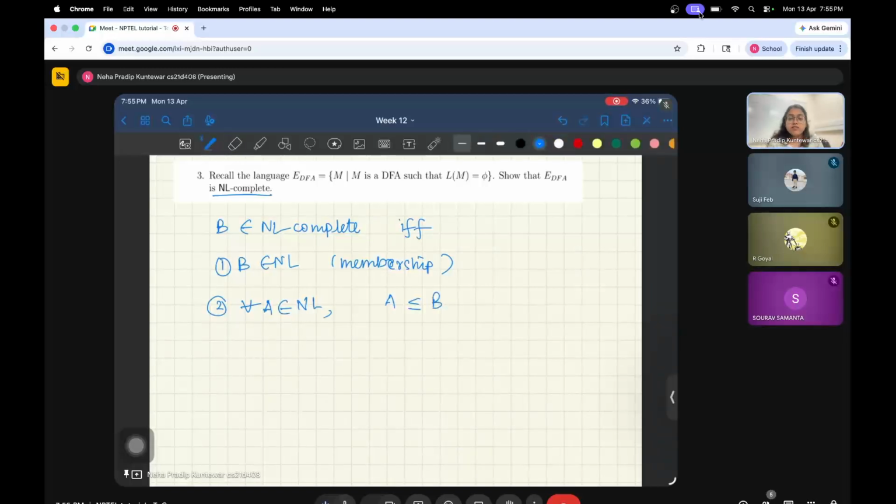And as we have been stressing throughout the course, whenever you talk about reduction, there are two parameters. What is the complexity of the reduction?